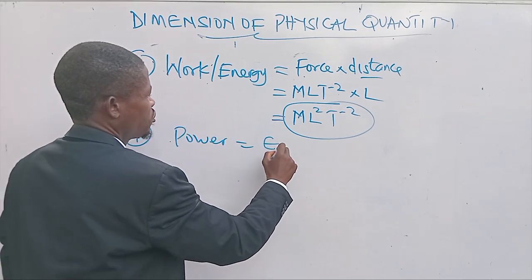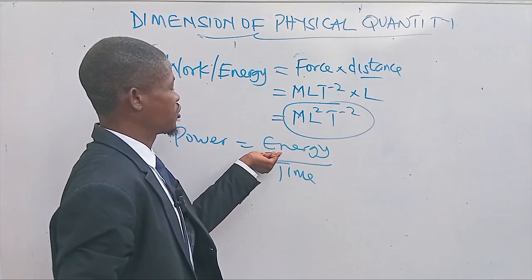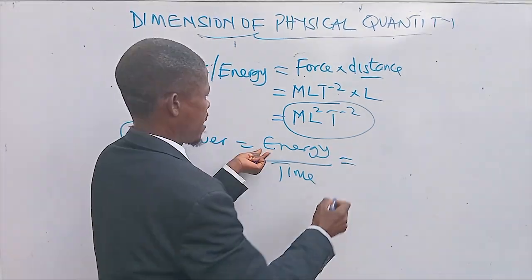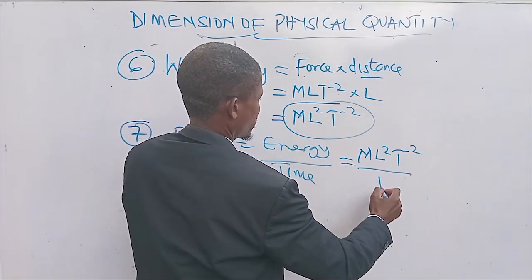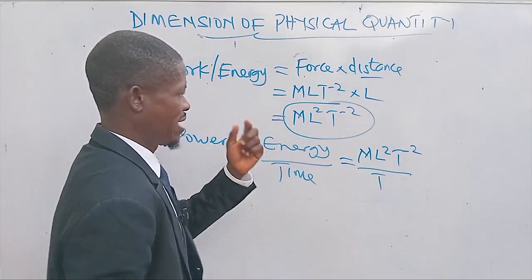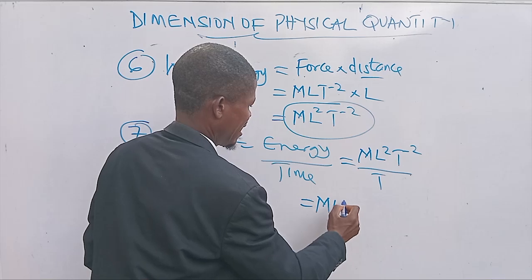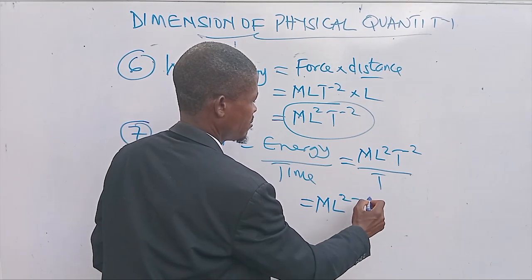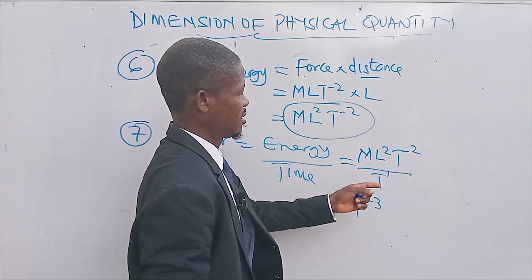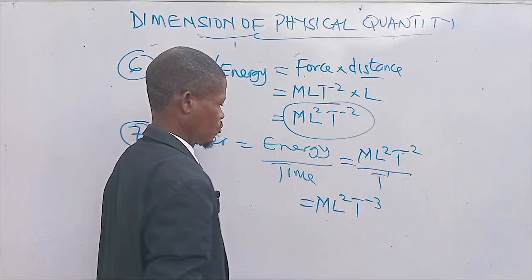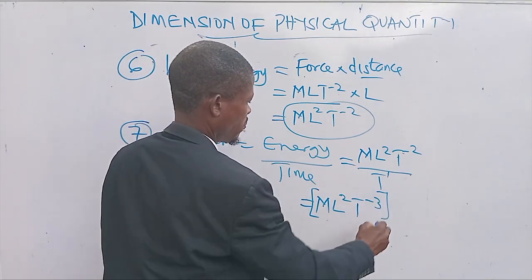Can you get the dimension for power? Power is energy over time. Don't forget, energy and work are the same thing. So that will be equal to this one, and time is seconds. Can you combine them together? Apply your indices. That will be equal to M L2 T minus 3. This is power 1. By the time it goes up, you have T minus 2 minus 1. So that's the dimension for power.